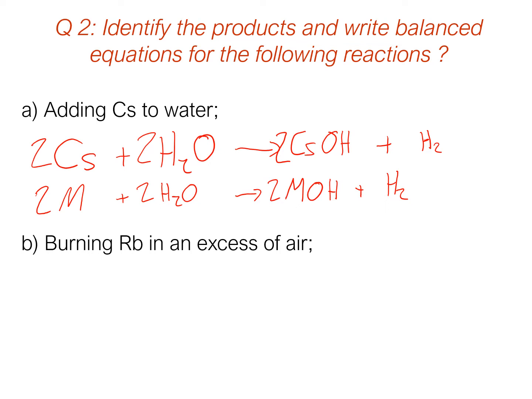Part B of it was looking at burning rubidium in an excess of air. So let's write that one first. So it's really the rubidium reacting with the O2 in the air. Now this one does change as we go down the group.